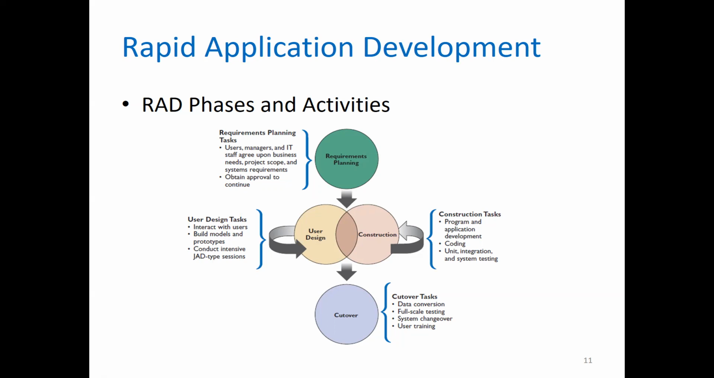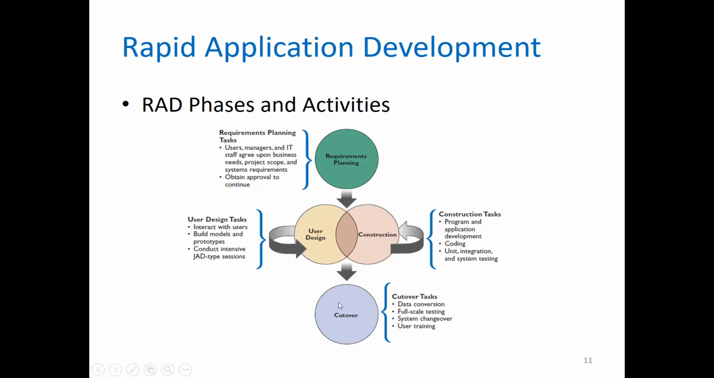After the design is given a green light, then comes the construction phase. In the construction phase, these models will actually be built into a physical system. So that is program and application development, coding, unit integration, and system testing. From there, it goes to cutover. Cutover tasks are data conversion, full-scale testing, system changeover, and user training.